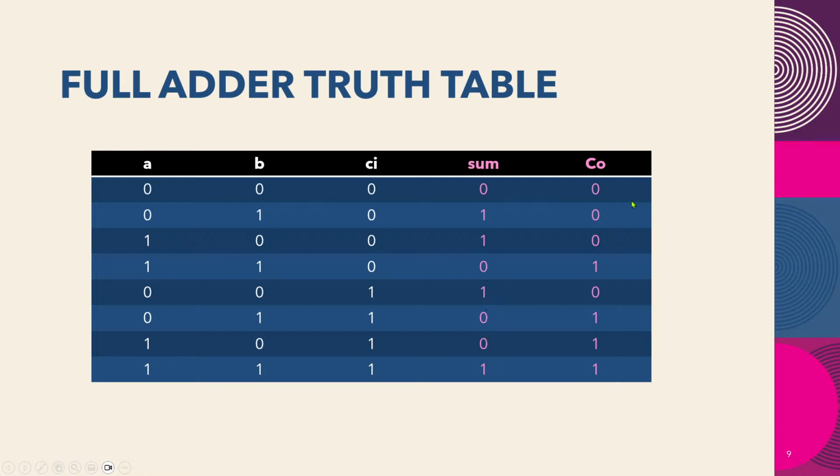Now look at the carry out. The carry out operation is 0, 0, 0, 1. And we saw before that that is just the AND operation for these 4 inputs. And now look at here, 0, 1, 1, and 1. That is the OR operation for these 4 values.